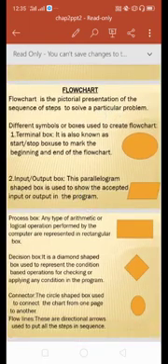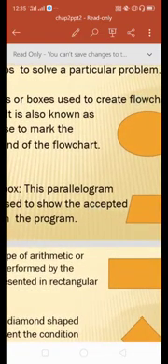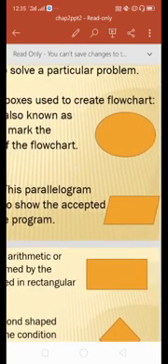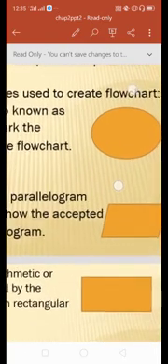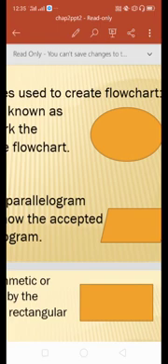Now, to draw a flowchart, we use different types of boxes or symbols. We'll discuss them one by one. The first one is the terminal box, this oval shaped box, which is also called the start-stop box. To start a flowchart and to stop a flowchart in the end, we use this oval shaped box.